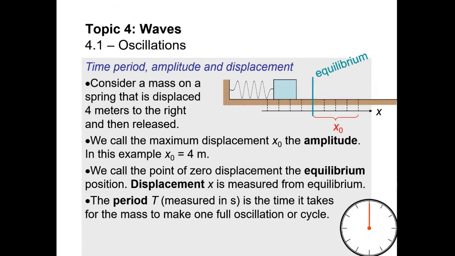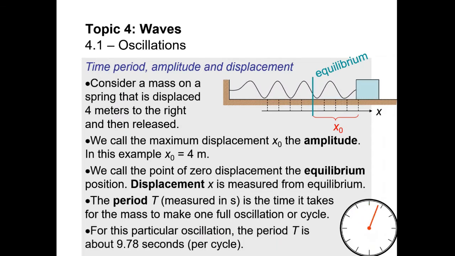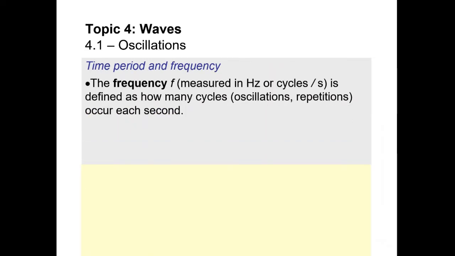The period T is the time it takes for the mass to make one oscillation or cycle. For this particular oscillation, the period T is about 9.78 seconds. So let's see. Start, quarter, half, 3/4, and complete oscillations.